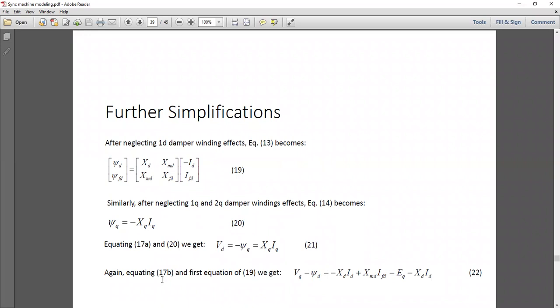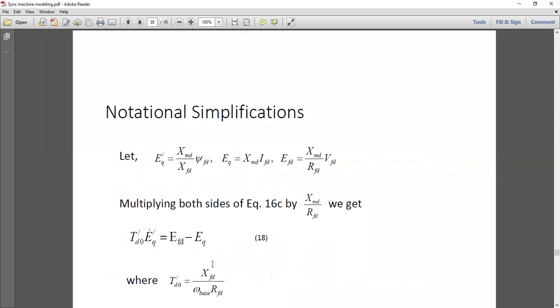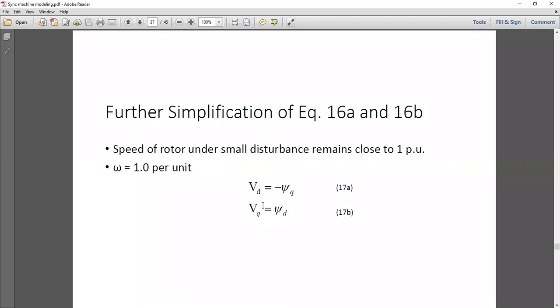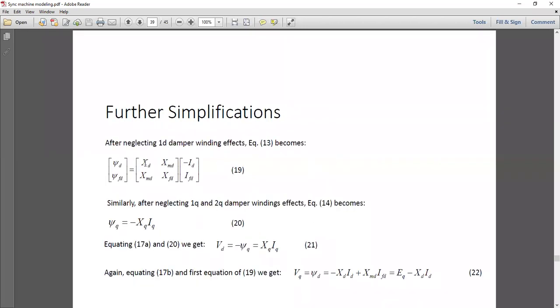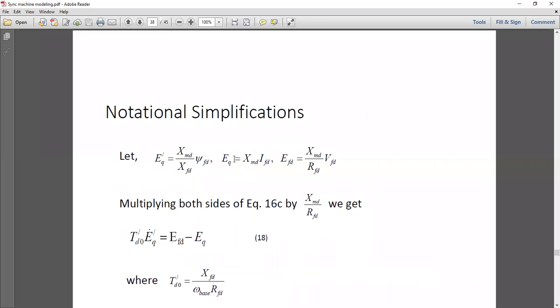And again, we relate 17b with the first equation of 19. So that means in 17b, what is there? We have the expression of vq, which is actually psi d. And again, here we have psi d, which is minus xd id plus xmd ifd. So we equate them. vq equals psi d equals minus xd id plus xmd ifd. And this one is now written in terms of eq. Remember, eq is xmd ifd.